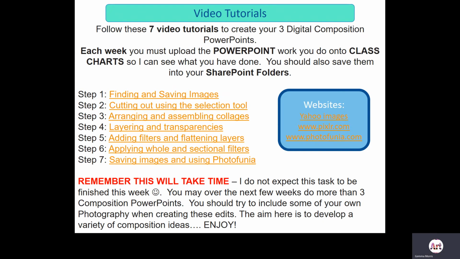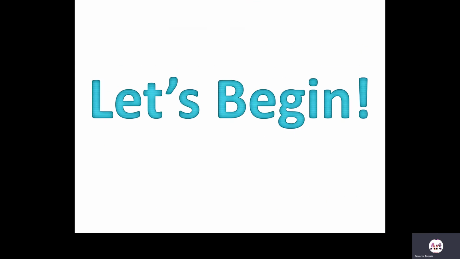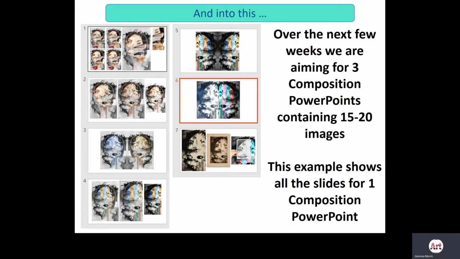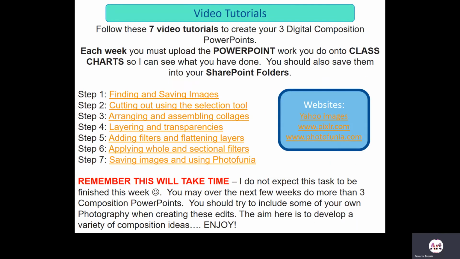You should really try with these to include some of your own photography. In the first composition that you do, stick to the 3 artists that you've chosen. But then once you've done it once, the second time you do it, you might want to do 2 images from your artist and 1 from your own, or all of your own photographs. So as you go along, you might change and swap what you do, but it would be nice to see some of your own primary photography that you've taken in these composition designs. The whole aim of this is to really develop a variety of composition ideas.